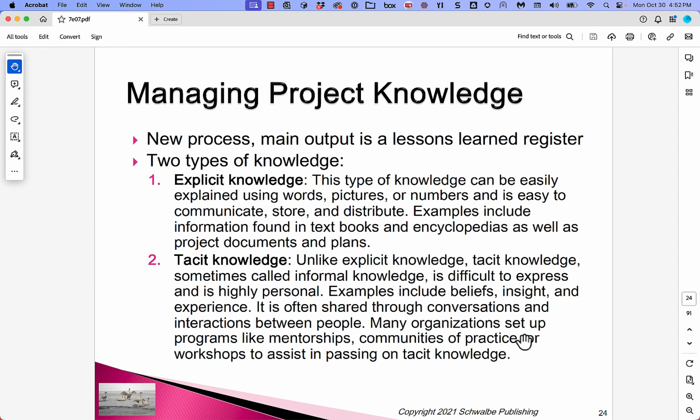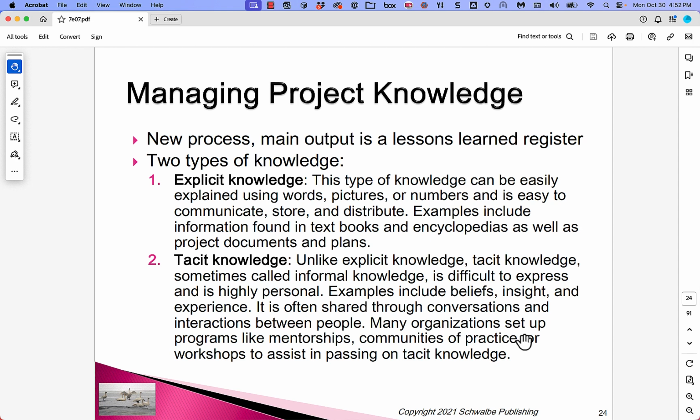So we have a process that's going to create a lessons learned register. We have two types of knowledge, explicit knowledge and tacit knowledge. Explicit knowledge can be easily explained using words, pictures, or numbers, and is easy to communicate, store, and distribute. Examples include things found in textbooks, encyclopedias, those things.